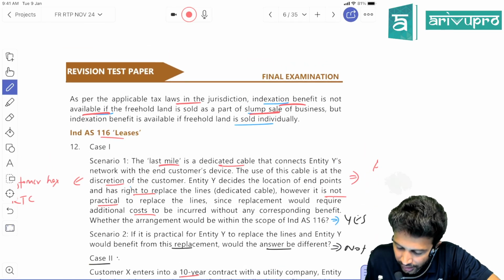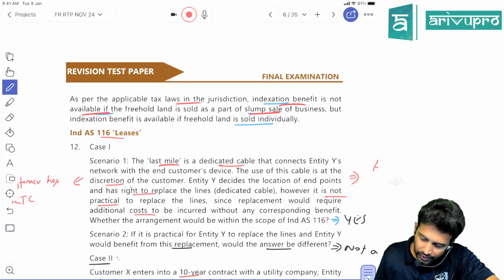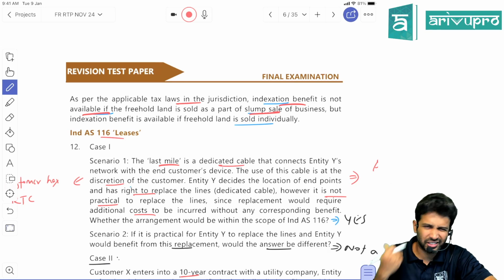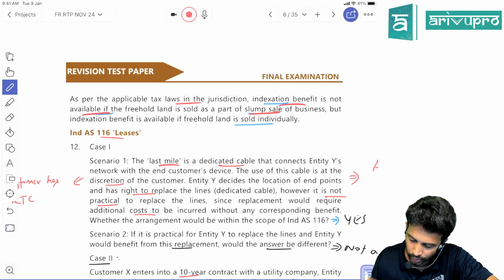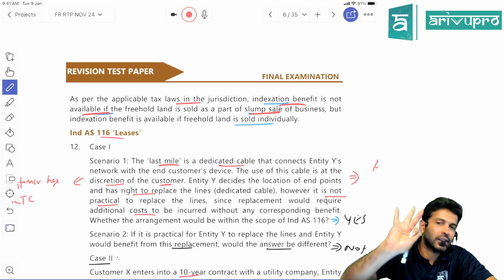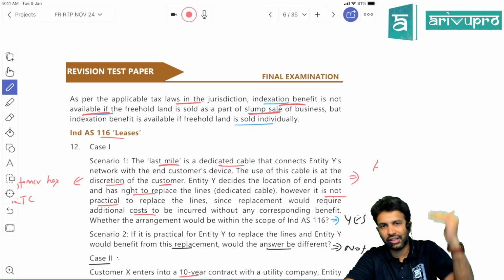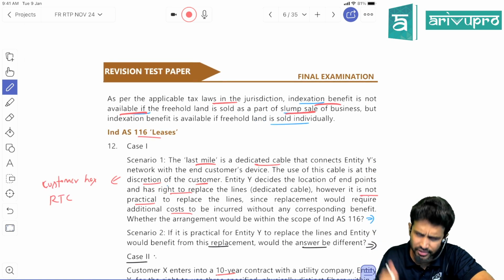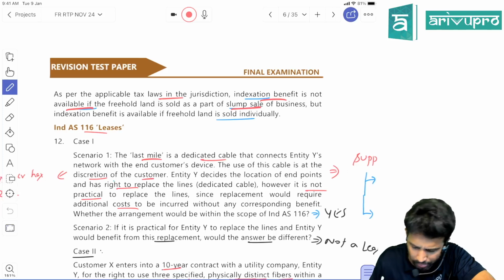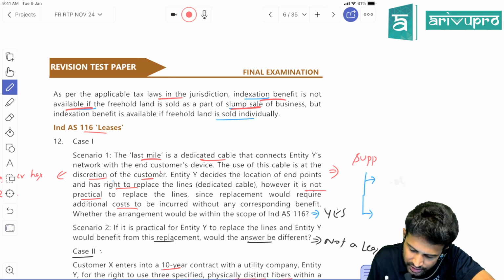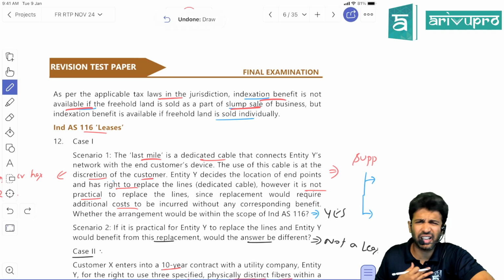First scenario. The last mile is a dedicated cable that connects entity Y's network with the end customer's device. Some network cable, we have probably leased it out. The use of this cable is at the discretion of the customer, the way the customer wants to use this cable. So the customer has the right to control, or RTC, over this identified asset. Customer is lessee, entity Y is us, the lessor.